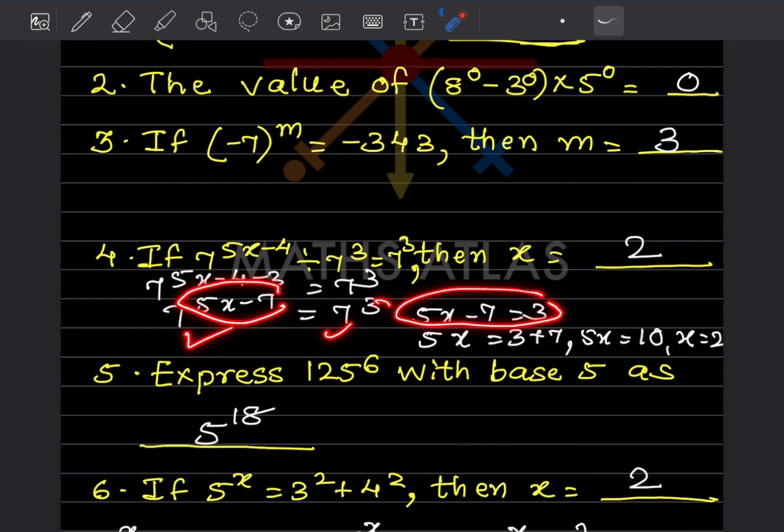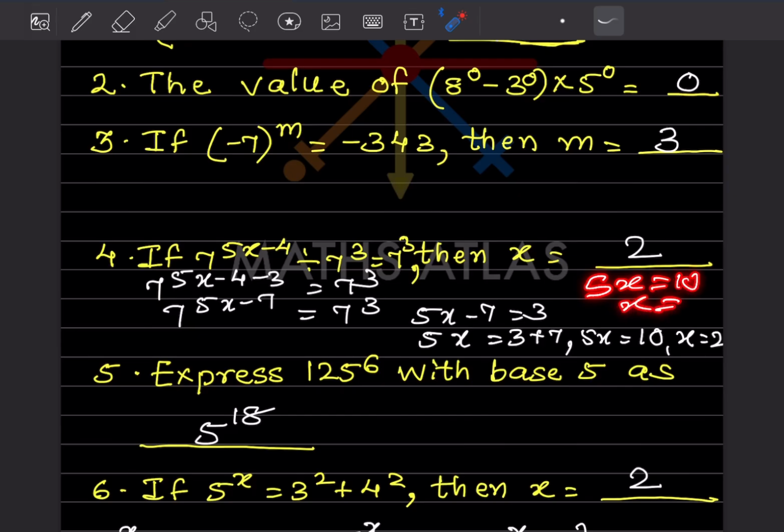This is that step. So 5x equals 3, and this minus 7 will go to the other side, that will be plus 7. So 5x is going to be 10. So x is going to be, because this is a multiplication, 10 divided by 5, which is going to be 2.